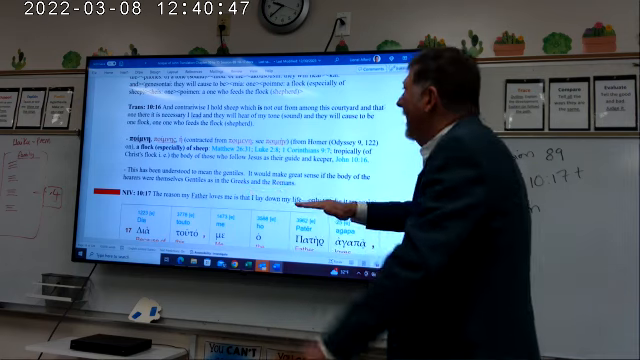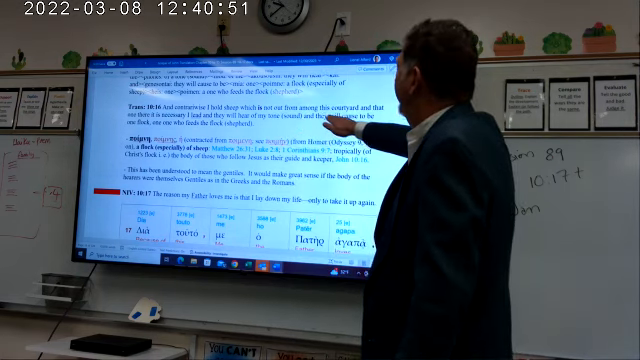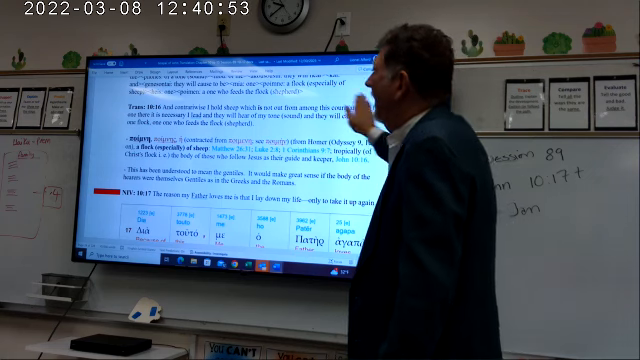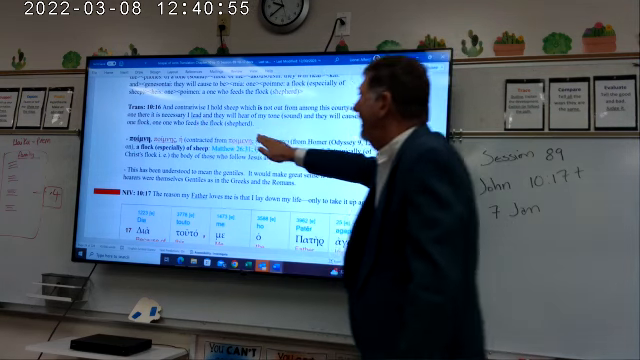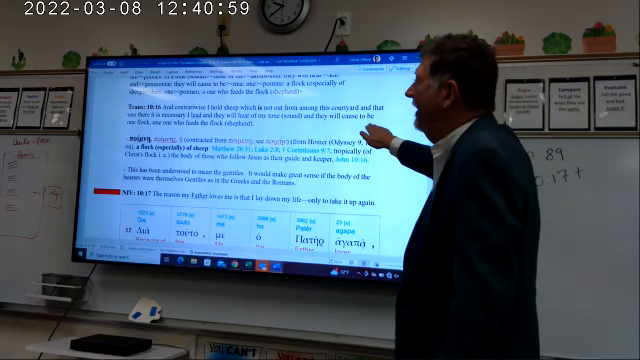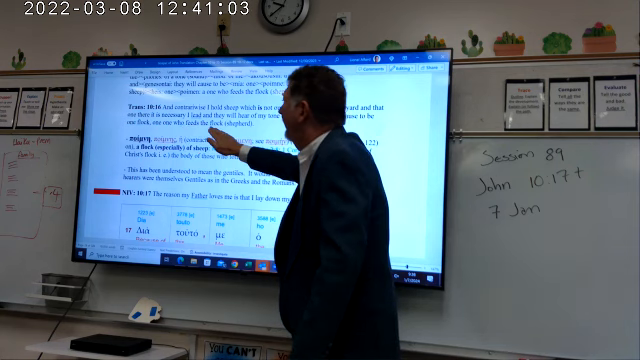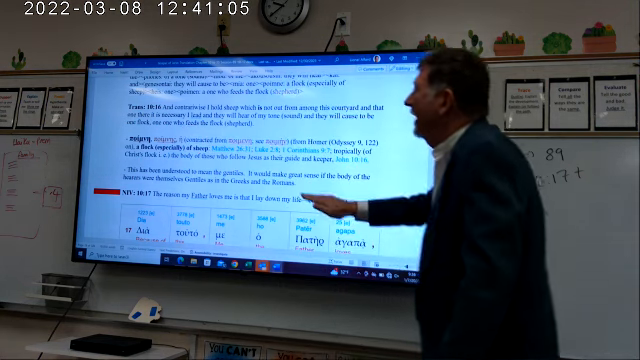Anyway, and contrariwise, I hold sheep, which is not out from among this courtyard. And that one there, it is necessary I lead. And they will hear of my tone, my sound, and they will cause to be one flock, one who feeds the flock, the shepherd.